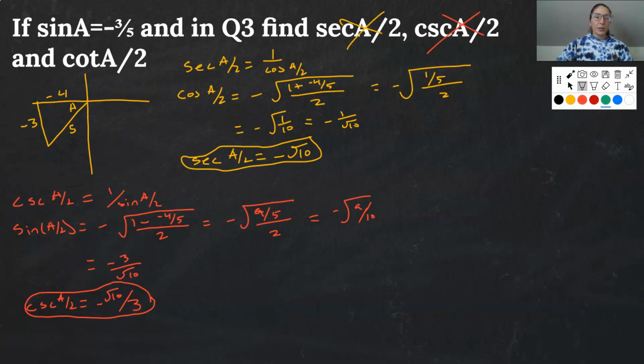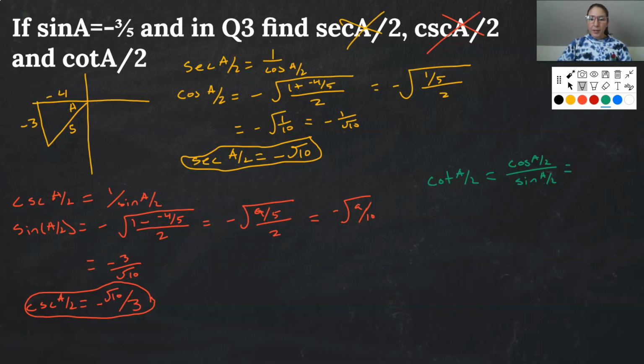The last one we're going to do is cotangent. Cotangent of A over 2, you're like, well, that's 1 over tangent. We don't know anything about tangent. You're right. But cotangent is also a ratio identity. Cotangent is also cosine over sine. Get really, really good at these identities. They're going to be your friend, and they're going to make life a lot easier for you.